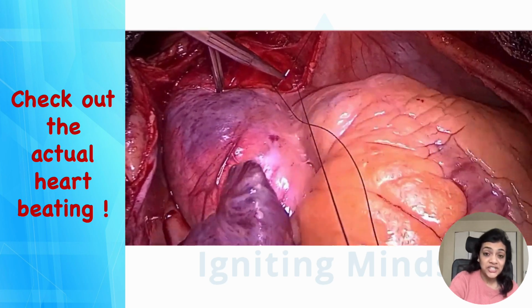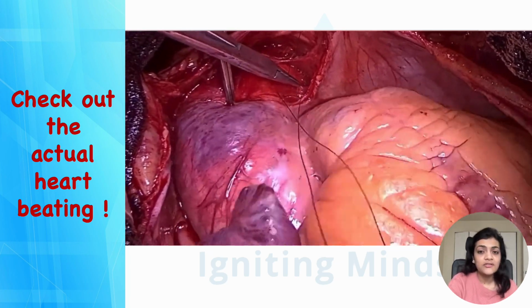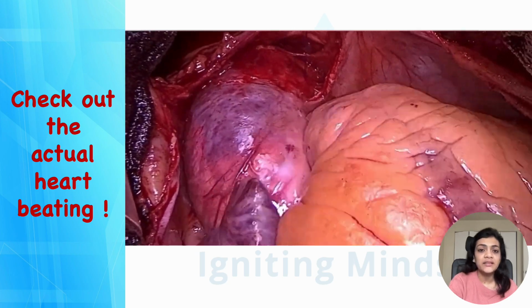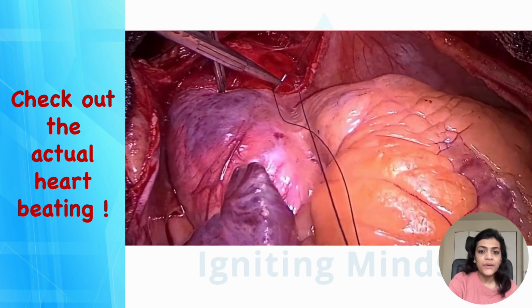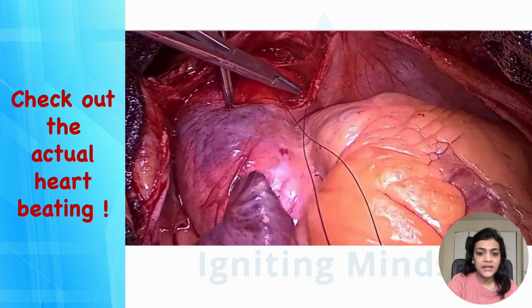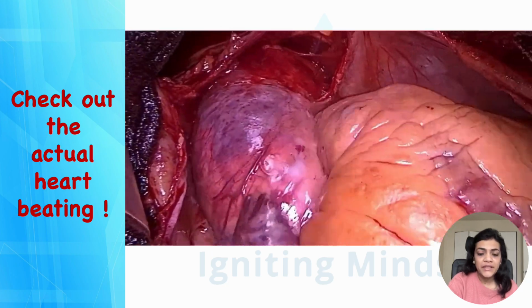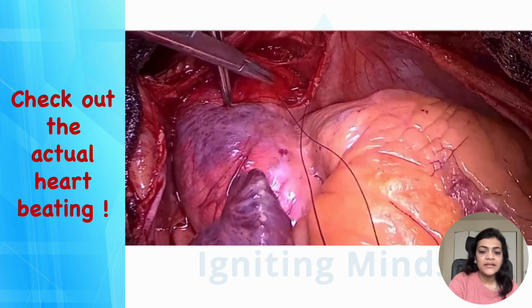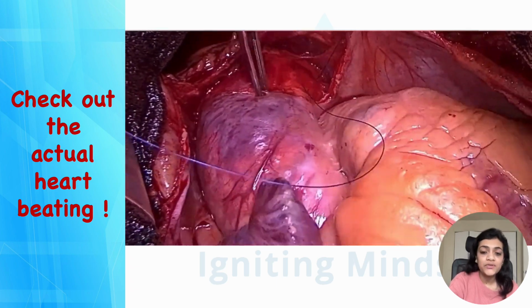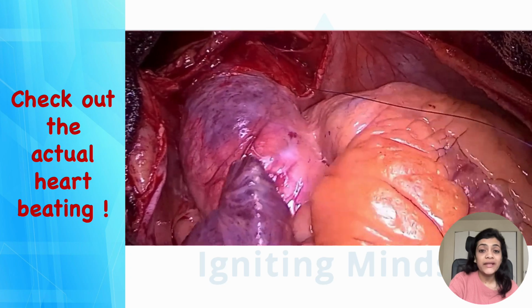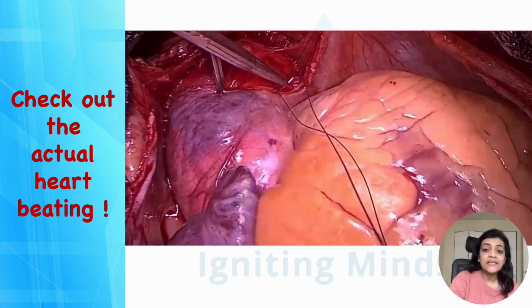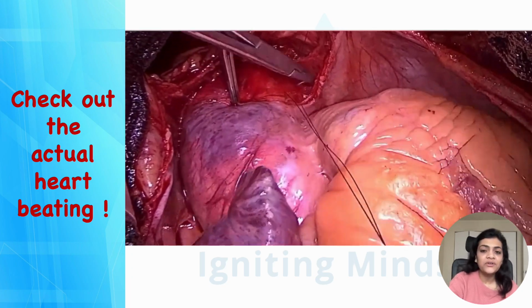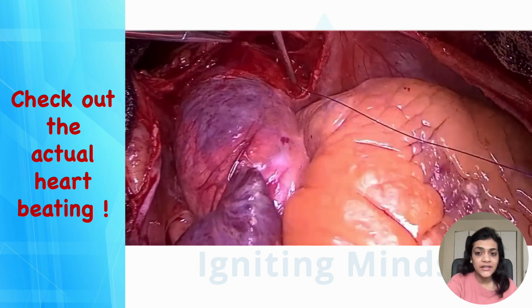This is how the heart actually looks. It's a real close magnified image of the heart in the surgical field. You can see the great vessel, the aorta, and the pulmonary artery to the left of it. The small flickering chamber here is the right atrium. The outpouching of the right atrium is called the right atrial appendage. Similarly, there is a left atrium and left atrial appendage towards the left posterior side of the heart.